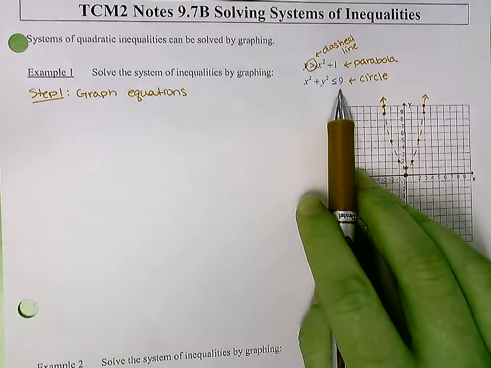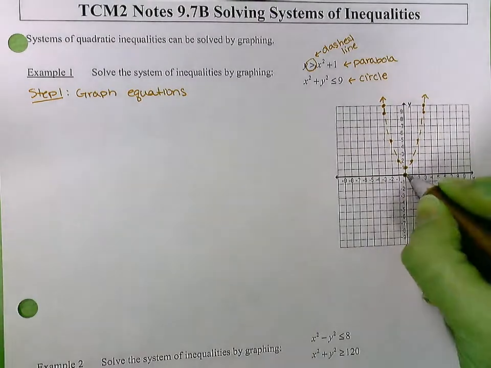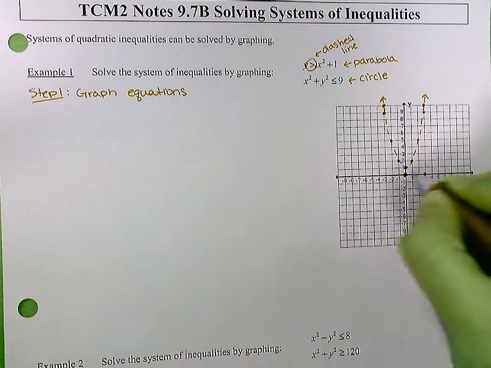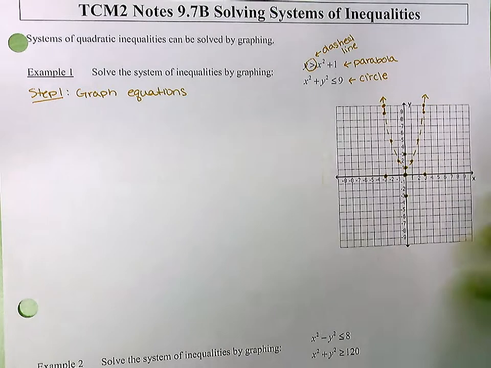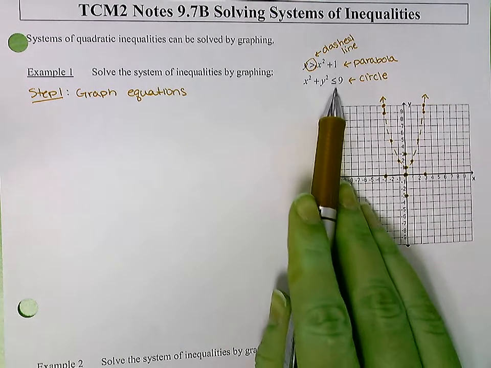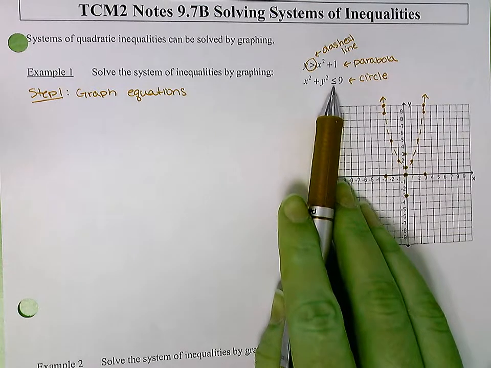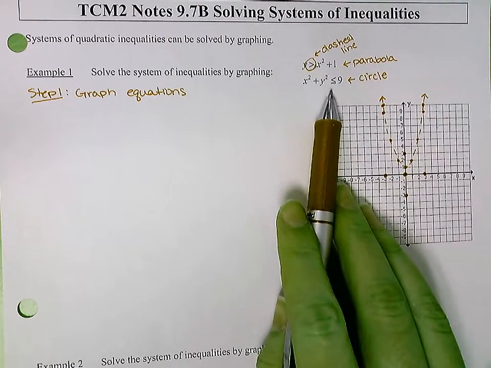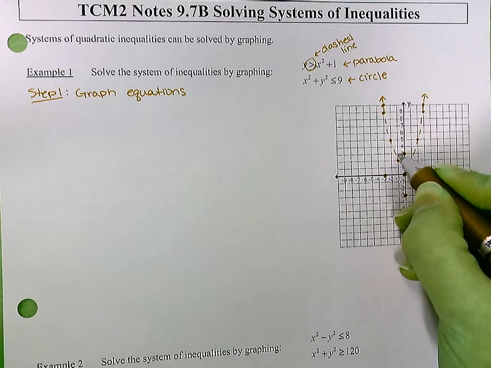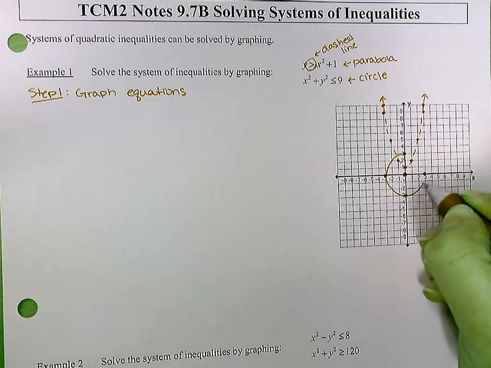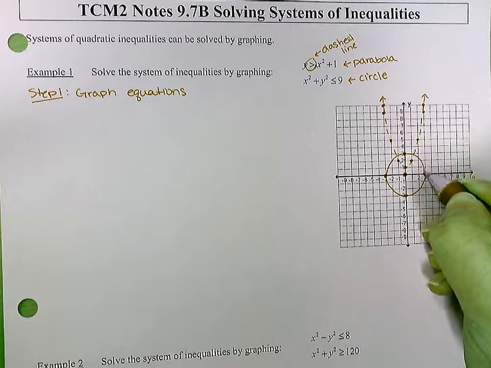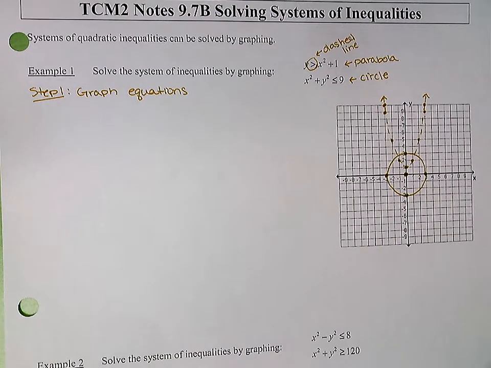9. Square root that. 3. So your radius of this circle is 3. So I'm going to count to 3 from 0, 0 in every direction. Now this one says less than or equal to, so this is going to be a solid line. Okay? So here's my circle. It's a solid line. The parabola is a dashed line.